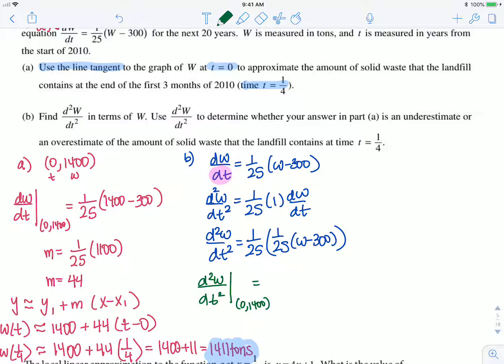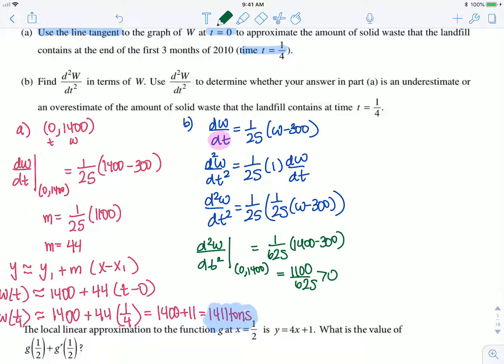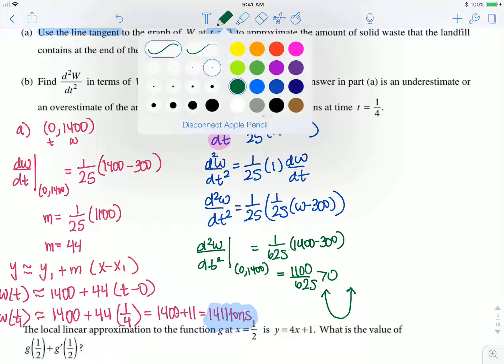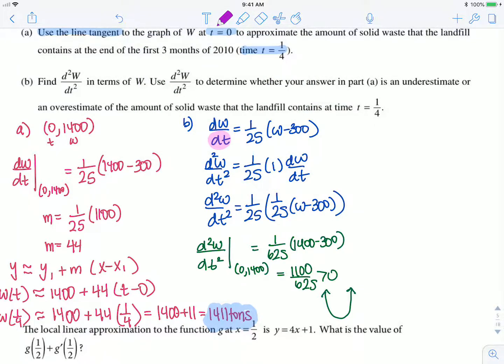And that's going to give us 1 over 625 multiplied by 1400 minus 300. So that is 1100 over 625, which is greater than 0. So remember, if your second derivative is positive, then that means that your function is concave up. And that means that any estimate that you use from your tangent line is going to fall below your original curve. So let's summarize that in our answer.